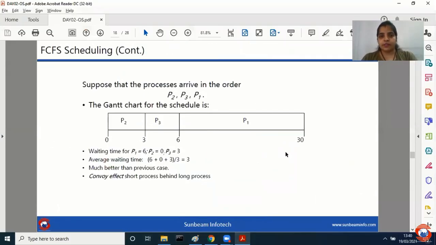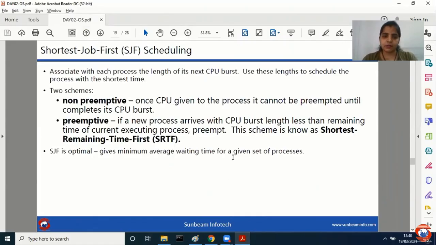Have you understood FCFS? The same I've included into the slides. I'll share the diagrams too. The next says shortest job first.